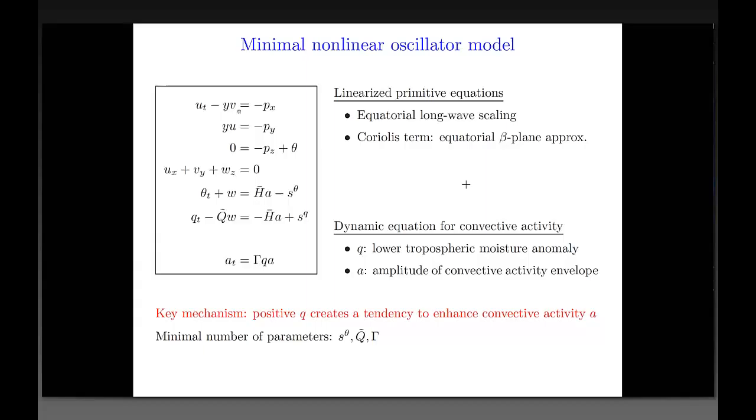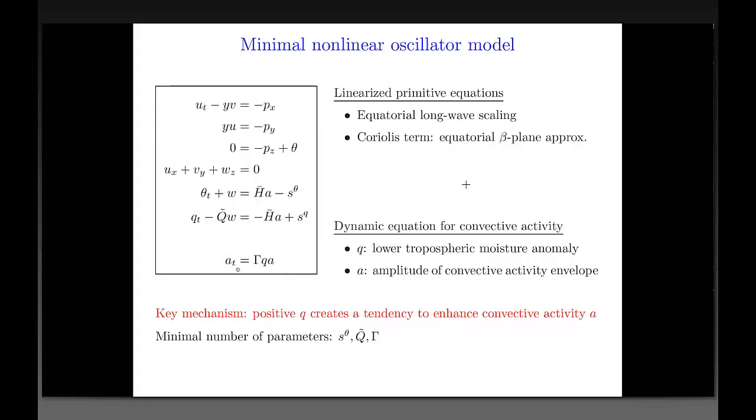And I should also point out that our Coriolis term is using an equatorial beta plane approximation. As you can see, there's no beta here, so these equations have been non-dimensionalized using some standard equatorial length scales. Okay, so the model is pretty simple. It's linearized primitive equations coupled to this convective parametrization.